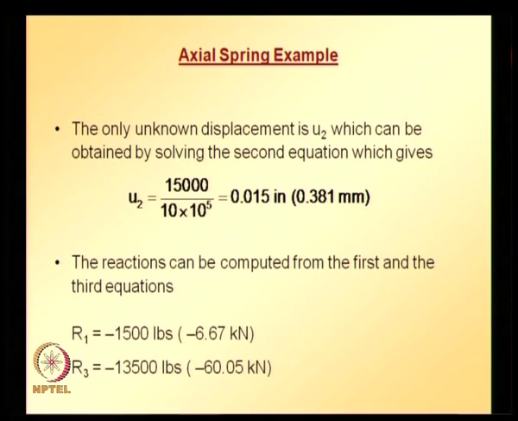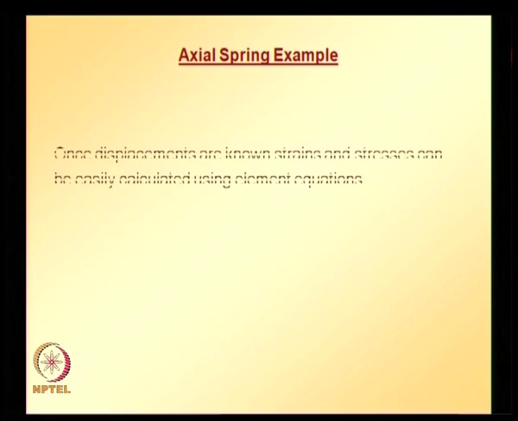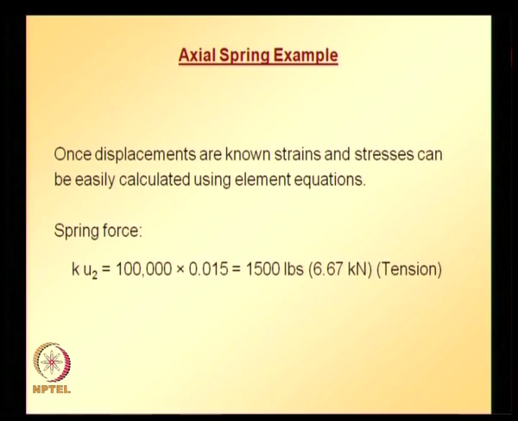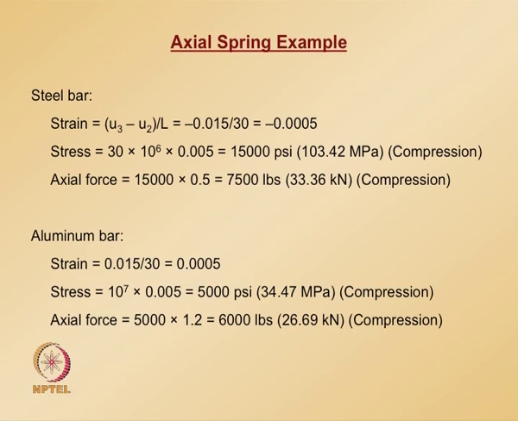So, now you have all the nodal displacement values, you can calculate the forces. Once displacements are known, strains and stresses can be calculated using element equations. First one is the spring force. U 1 is already 0, U 2 is what you just found. So, the spring force is going to be stiffness times u 2, and it gives you the spring force, both in FPS units and corresponding SI units. As expected, this value is positive. Positive means tension, negative means compression, that is our sign convention. So, it makes sense, because the force is trying to pull the spring.